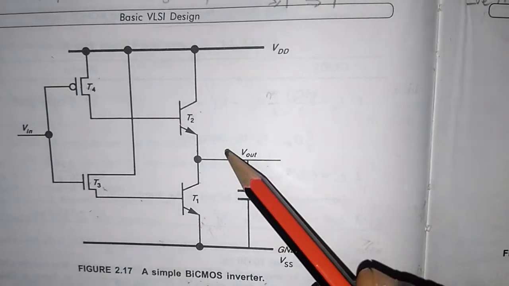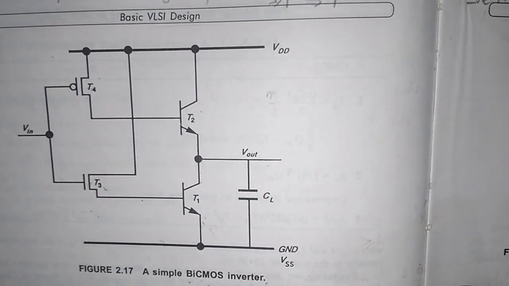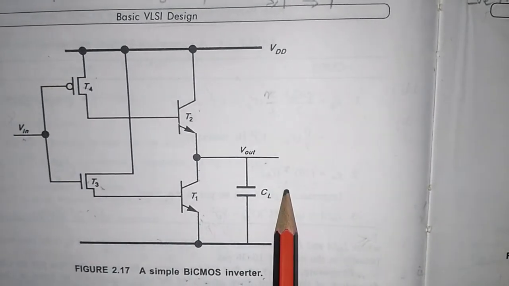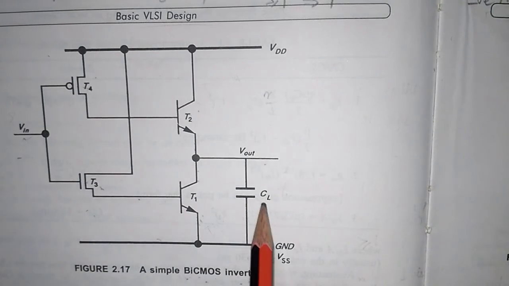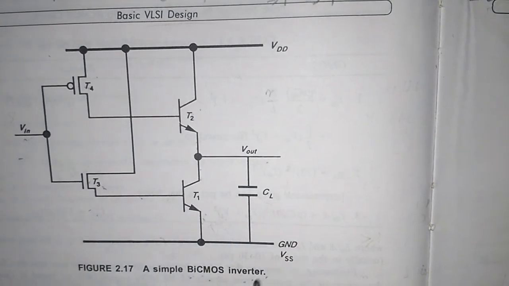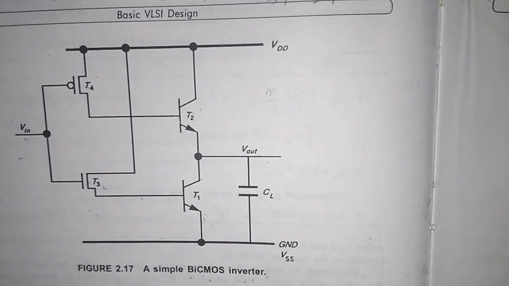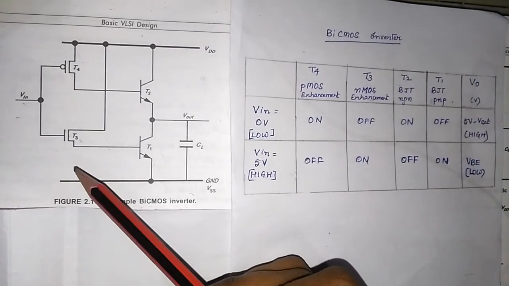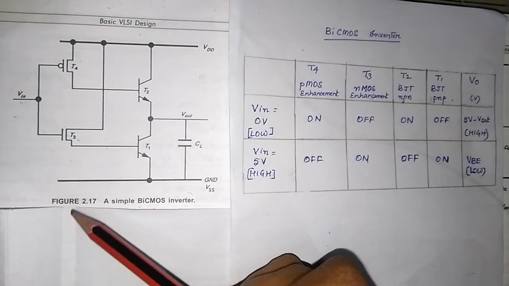Now let us see how this behaves like an inverter. So students, remember that when your input is low, the output has to be high, and when your input is high, the output has to be low. So that is the operation of an inverter, isn't it? Let us understand how a BiCMOS inverter works.